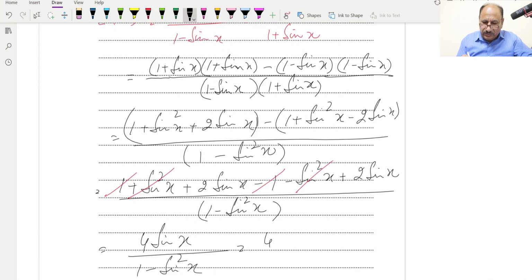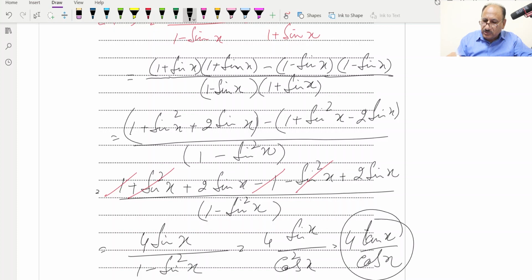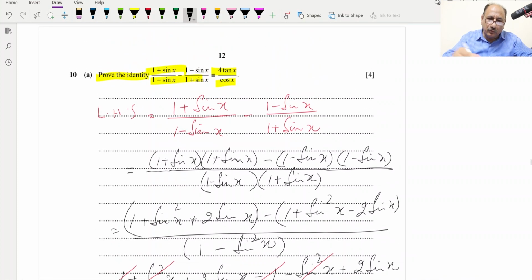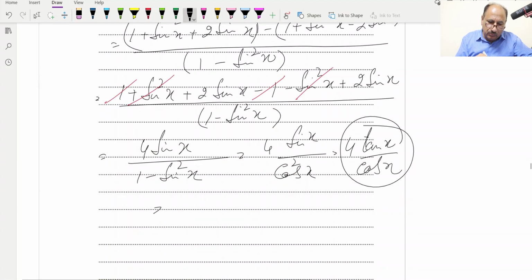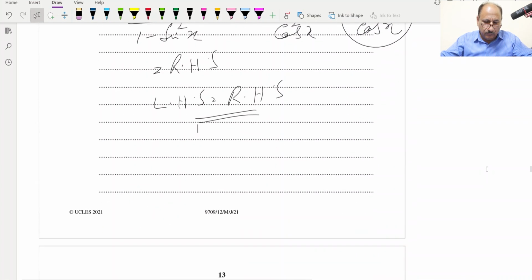4 sine x over 1 minus sine squared x, which is cos squared x, and this will be equal to 4 sine x over cos x, which is tan x, tan x over cos x, and this is what we were supposed to prove, 4 tan x over cos x, and this is equal to the right hand side. We can write left hand side is equal to right hand side, hence this is proved.